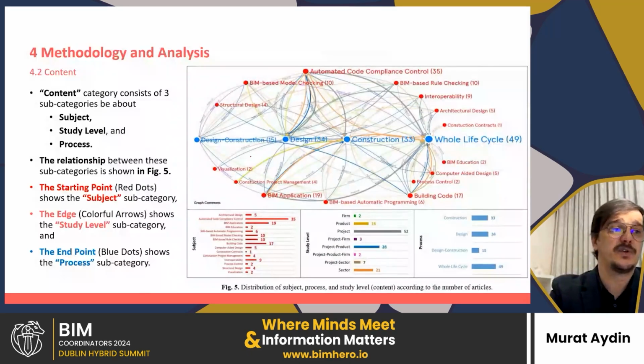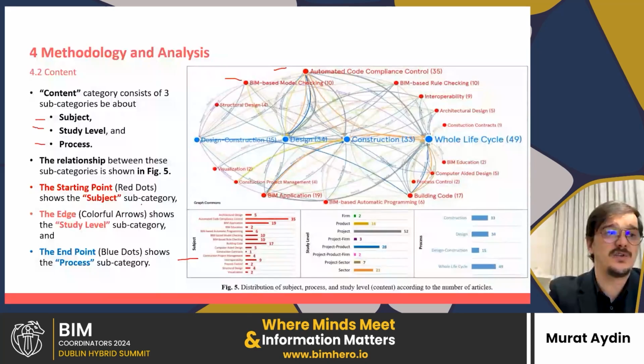The second category, the content category, consists of three subcategories: subject, study level, and process. The starting point, where you can see here the red dots, shows the subject category. The colorful arrows, as you can see here, show the study level subcategory, and the endpoint, blue dots, shows the process subcategory.